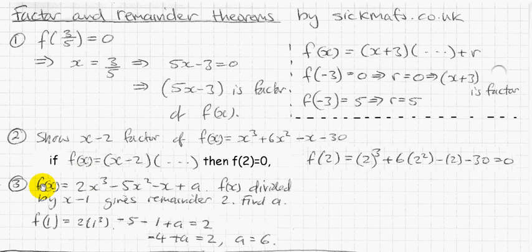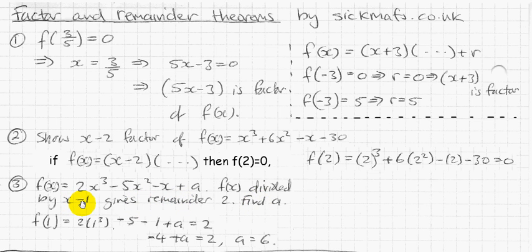Now, here's a more complex question. You've got a function, and you've got an a inside it. So f(x) equals 2x cubed minus 5x squared minus x plus a. If f(x) is divided by x minus 1, it gives the remainder 2. Find a.